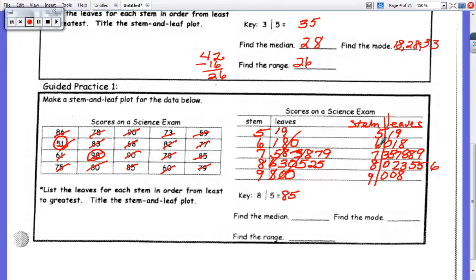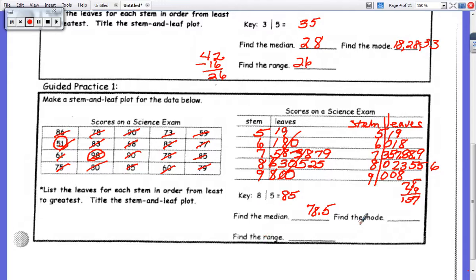Finding the median. If you come in and count inward to the middle number and then count backward to the middle number, you get to be right in between here. So you have to take 78 and 79, add them together. 78 and 79. So we get 157, and when you divide that by 2, you should end up with 78.5.